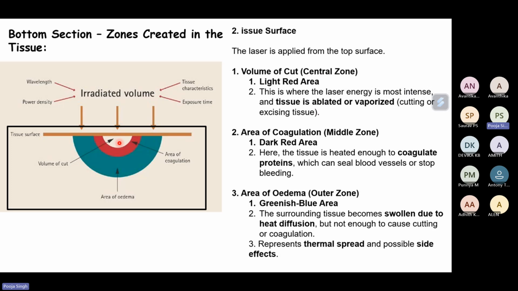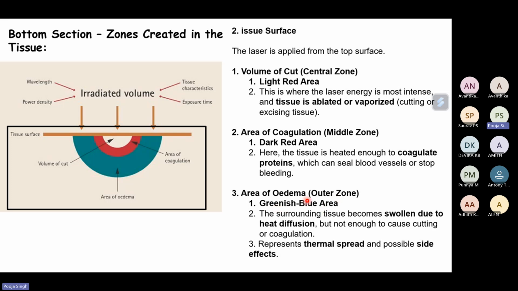Okay, why? Because your laser intensity will be very high. Then in the second middle zone, the dark red area, once the laser is passing through the second layer area, what will it cause? It will cause heating. Because of the heating, your blood will start to coagulate. So coagulated protein will form, and that can seal the blood vessels or stop the bleeding process.